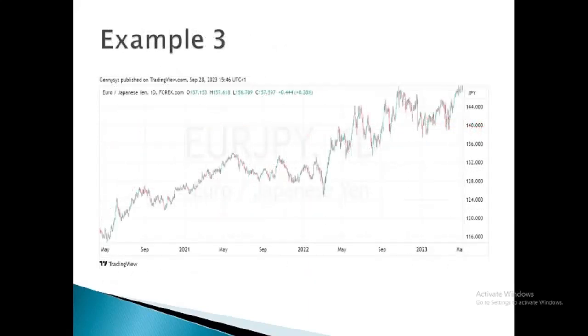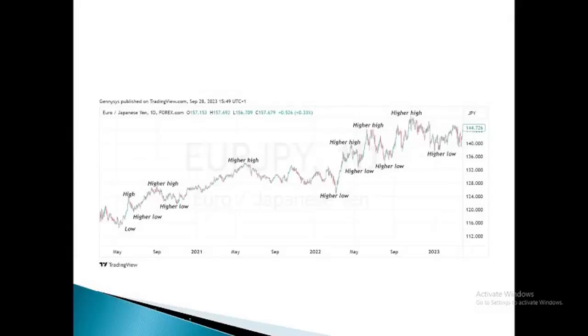What are we looking at? Another uptrend. Okay, so just look at the structure. This is what we call structure, the highs and the lows. Okay, so we have the higher high, higher low, higher high, higher low, higher high, higher low, like that. You know this is an uptrend.